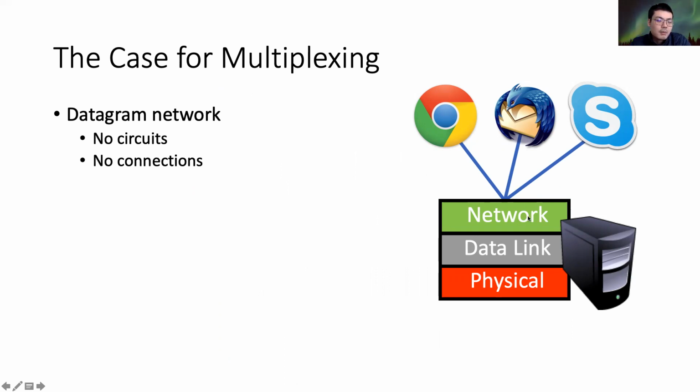In the datagram network in the network layer, we know the routers just store and forward. It looks at the destination IP address and decides which next port it should put your packet to, but it doesn't keep any state. It's a stateless connection, so there's no sustained connection like a circuit.